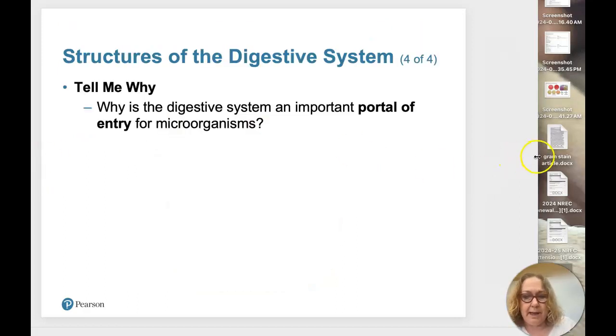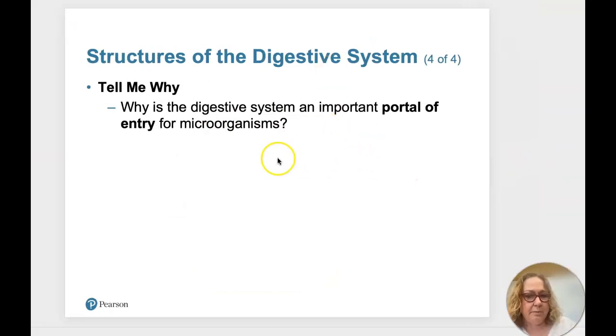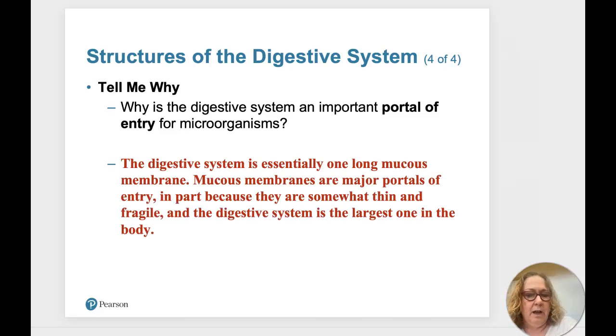A little tell me why game. Let's play it. You know how much I like a little tell me why. Why is the digestive system an important portal for microorganisms? I mean, this seems obvious, but let's chat about it for a bit.